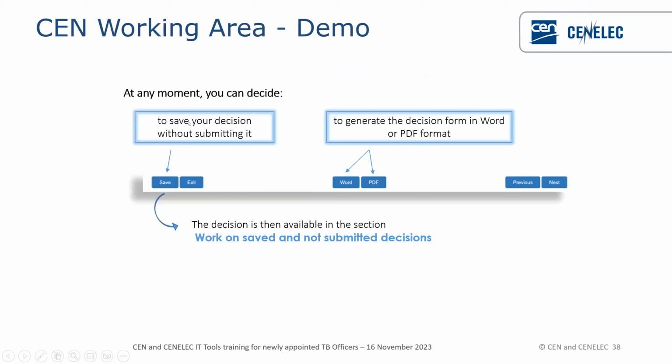So at any moment, you can decide to save your decision without submitting it to CCMC. So you just need to click on the button Save. And then you will find the decision in the section Work on Saved and Not Submitted Decisions. I will come back to it later on. And also you can generate a Word or a PDF format of your decision.